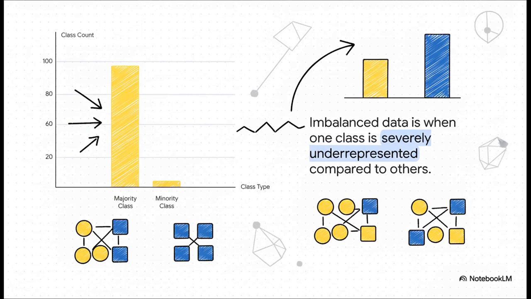And this chart just shows it perfectly. The goal is to go from a data set that's all skewed to one side into something nice and balanced, where both things we're looking at are represented pretty equally. This gives our model a fighting chance to actually learn the patterns for both outcomes, not just the one that shows up all the time.